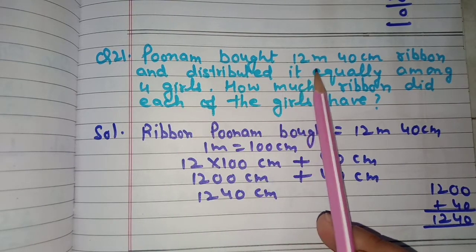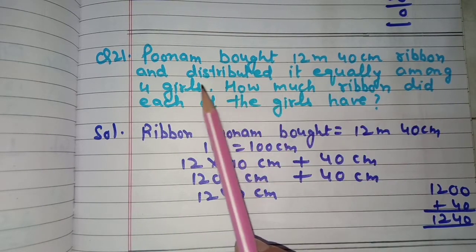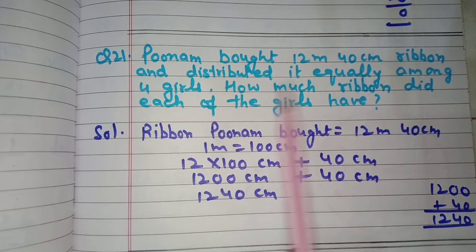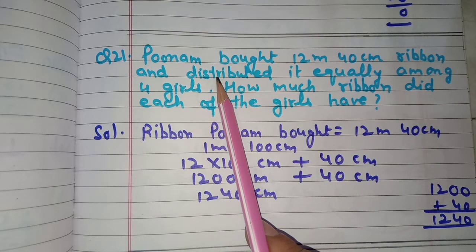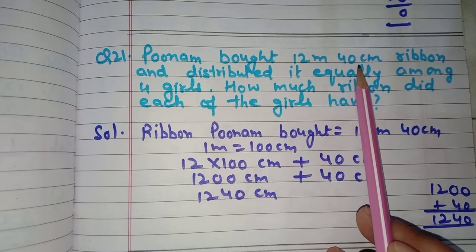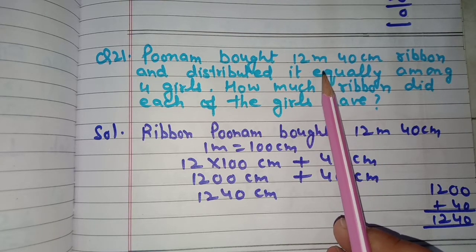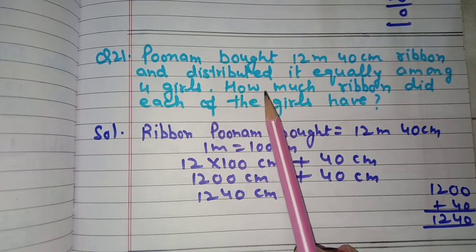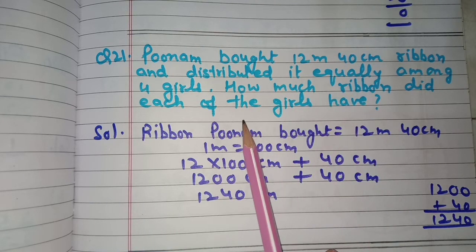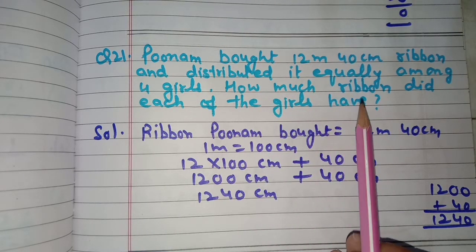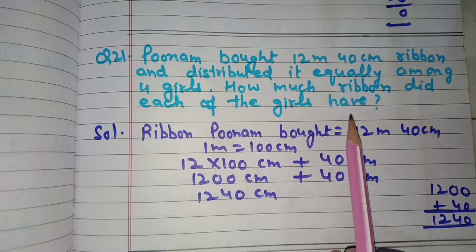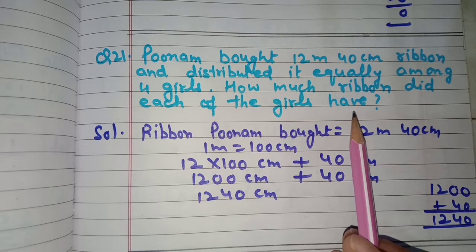Poonam bought 12 meter 40 centimeter ribbon and distributed it equally among 4 girls. So Poonam is a girl. She bought 12 meter 40 centimeter ribbon and then distributed it equally among 4 girls. How much ribbon did each of the girls have? Now we need to find how much ribbon did each of the girl get.